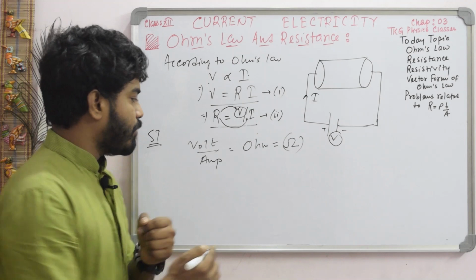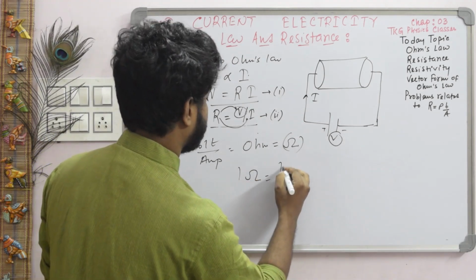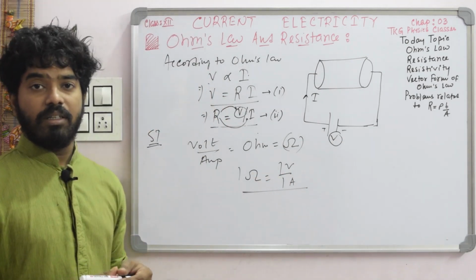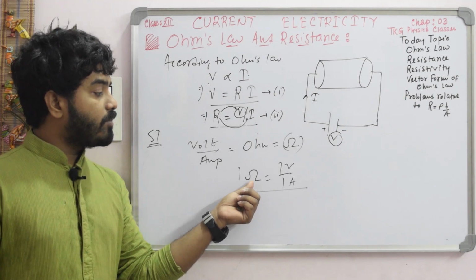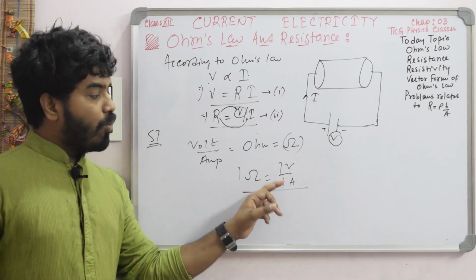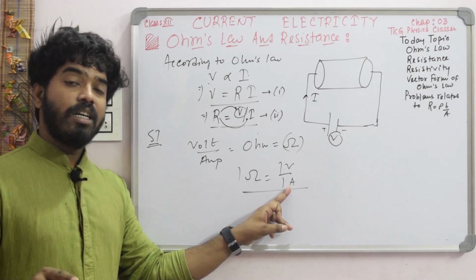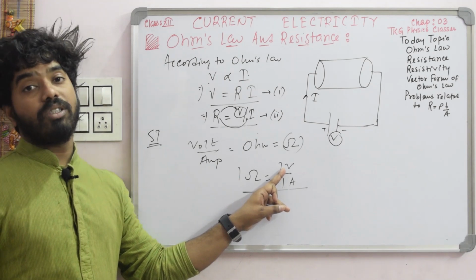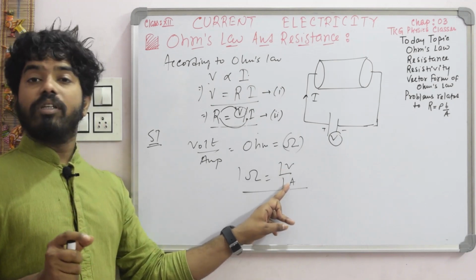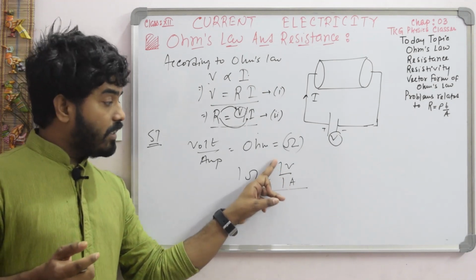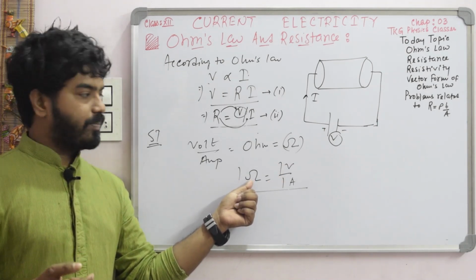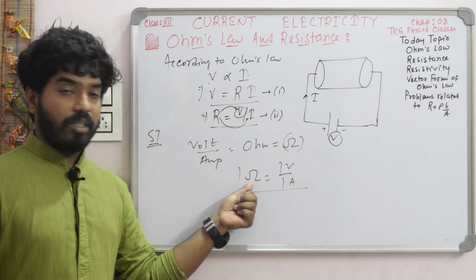Now suppose you have to define 1 ohm resistance. What will be the answer? 1 ohm resistance may be defined as: of a conductor, the resistance is said to be 1 ohm when 1 ampere current flows through that conductor with the help of 1 volt potential. That means in a conductor, when there is a potential developed of 1 volt, and current flowing through this conductor is 1 ampere, this ratio gives the resistance which is named as 1 ohm resistance. So this is the definition of resistance of 1 ohm.